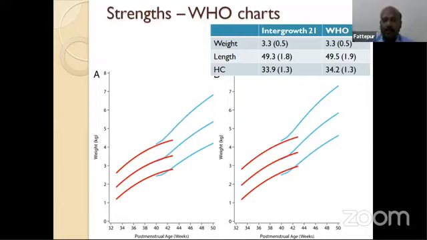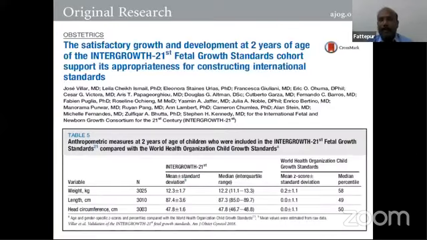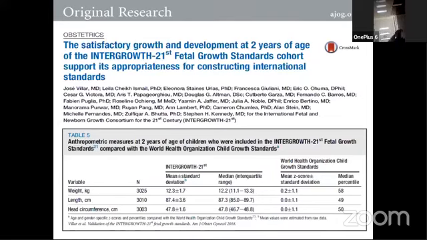So when they started plotting the preterm babies in the curve, they intersected exactly with the WHO. Unlike in other intrauterine growth charts, where the curves had to be smoothened to make them intersect with the WHO, here they exactly intersected with the WHO. Not only that, they followed these babies till 2 years of age, and they found the growth rate was very much according to the WHO growth rate.